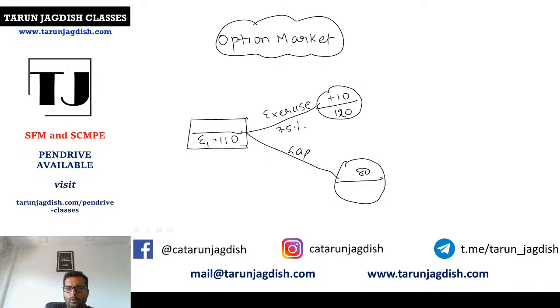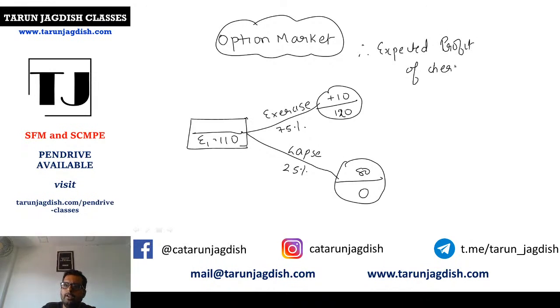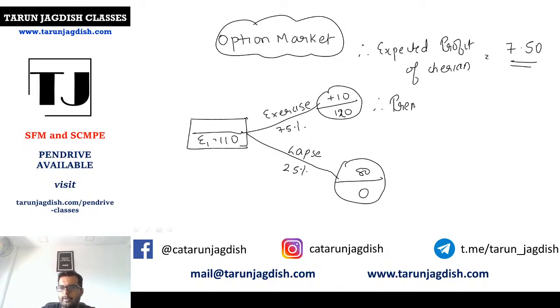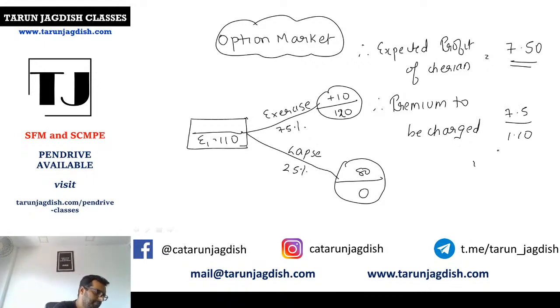If it falls down to 80, what will I do? I will lapse. Having a 25% probability, I will get 0. Therefore, the expected profit of Cherian will be 10 into 75%, that is 7.5. Therefore, the premium to be charged will be 7.5 divided by 1.1, that is equal to 6.81 rupees.